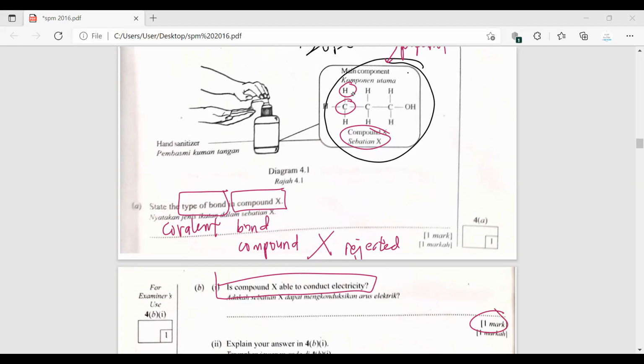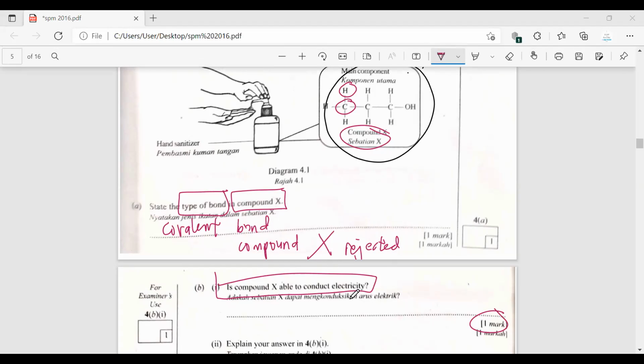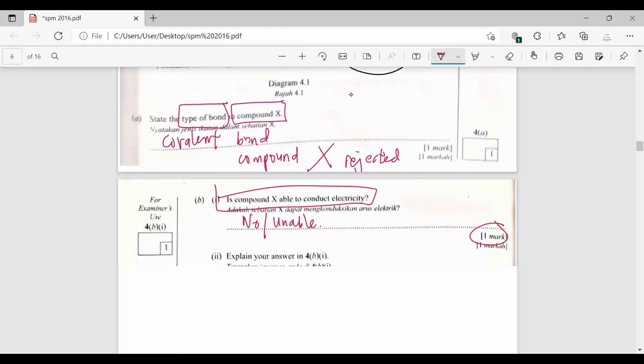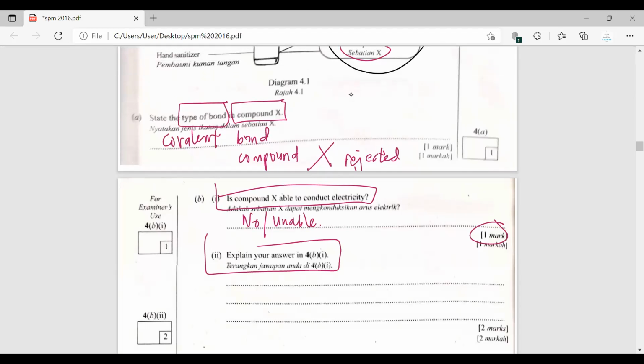Okay, 1 mark. Can compound X conduct electricity? Okay, is compound X able to conduct electricity? Okay, very good. Ivy says, I don't know. Okay, how about the rest of you? Can compound X, Ivina says? Cannot. Okay, very good. You can just answer the word no, you can answer the word unable, no problem. Okay, well done. But now you need to explain to me.